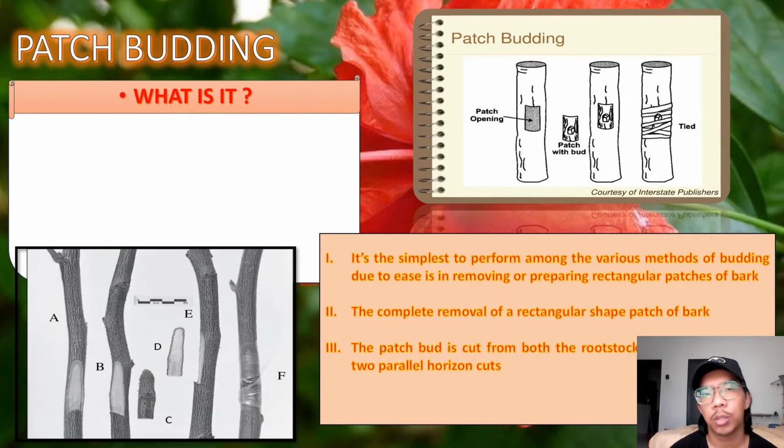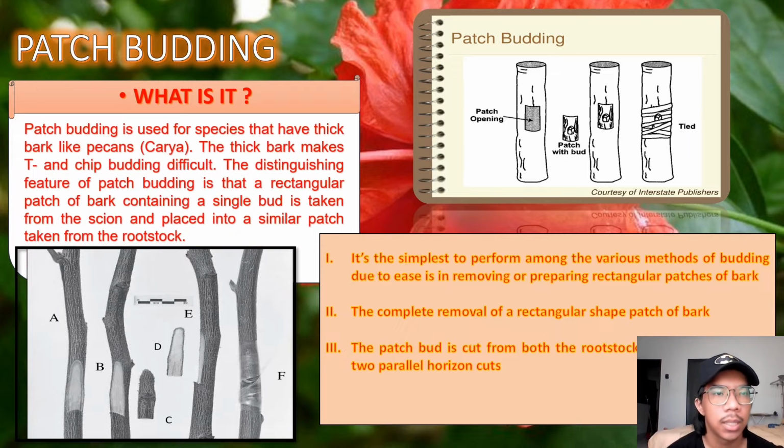So I want to present patch budding. Patch budding is used for species that have a thick bark, like pecans or carya. The thick bark makes T and chip budding difficult.